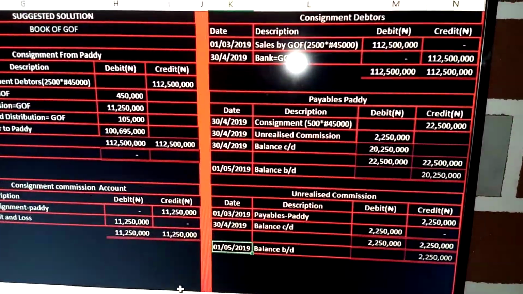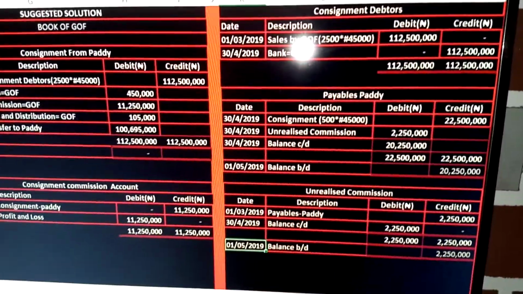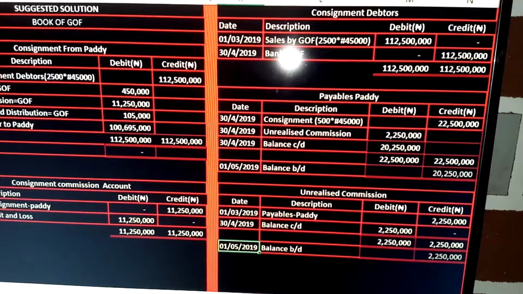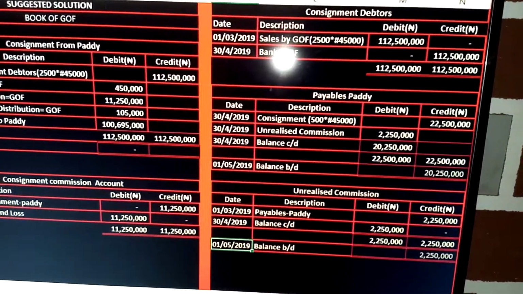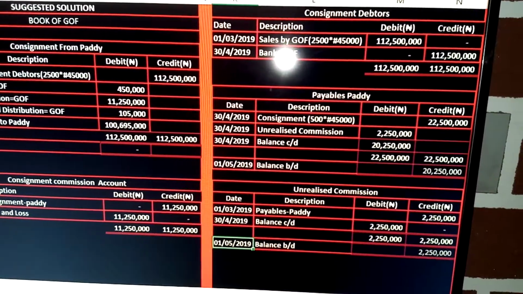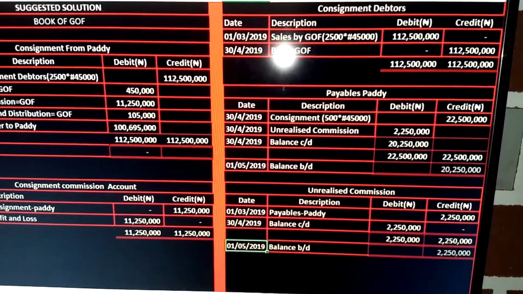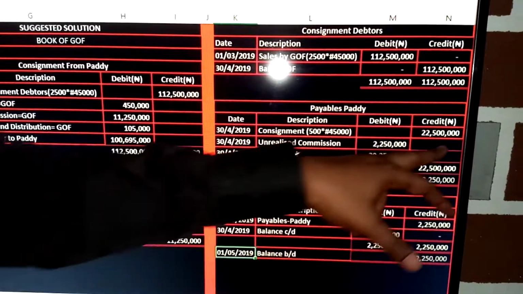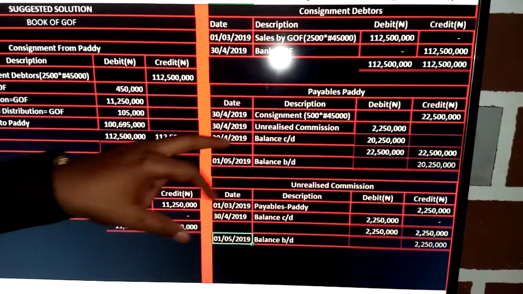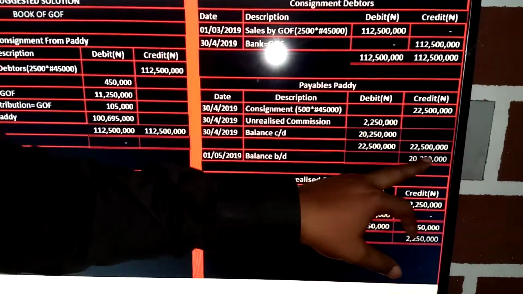But remember that in this very value, GOF has commission, but he cannot realize the commission because he has not sold the product, so he's going to make provision for it. We can decide to just leave the 22,500,000 in that account and report it as payable in the balance sheet. But we know that total amount is not what we are owing Paddy, because we have an unrealized commission in that payable. So we take it out here, which is 10% of this, 2,250,000, so we can get the actual balance that we are owing Paddy.